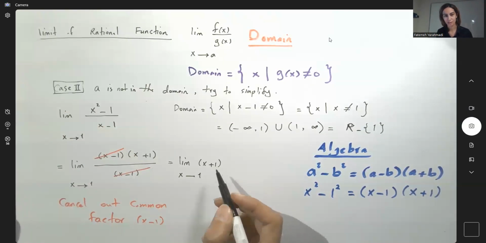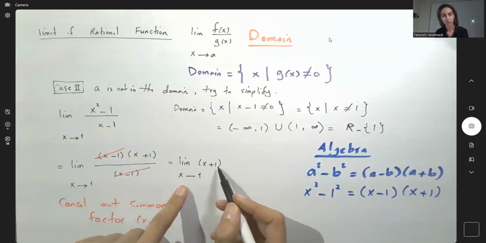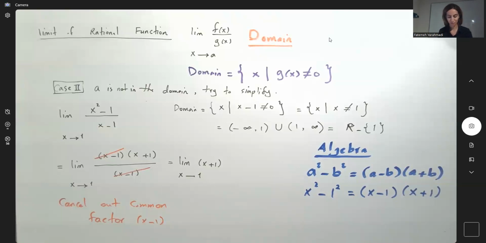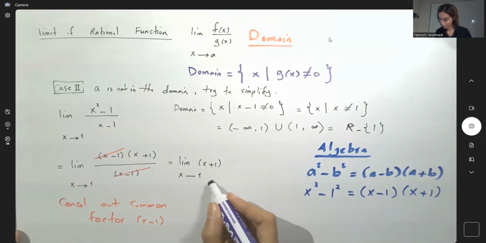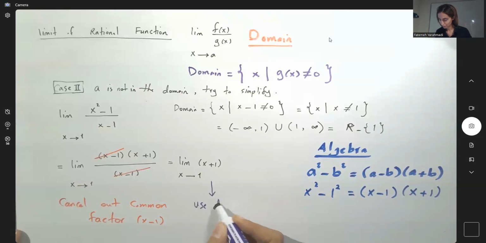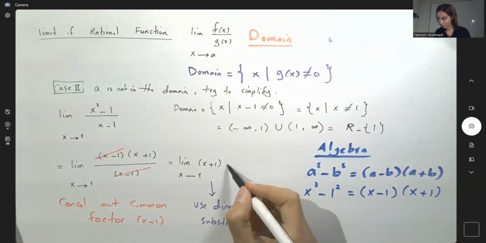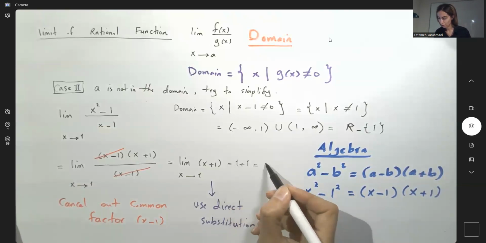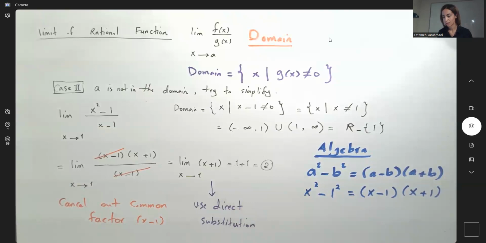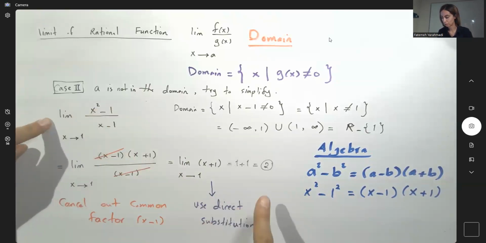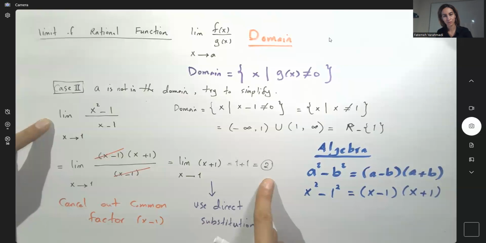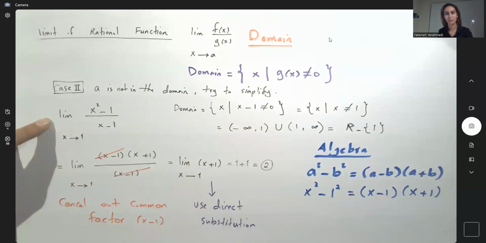Since you have a linear function, to find the limit, we can use direct substitution. So it is 1 plus 1, or 2. The limit of this rational function is equal to 2. These are the steps that we took, and this is your second case.